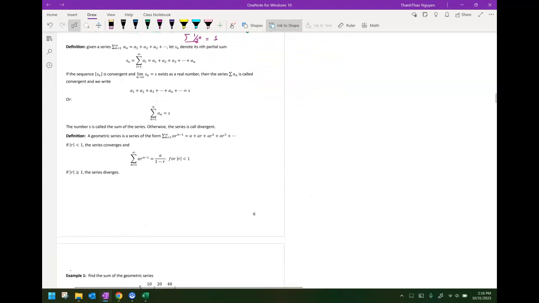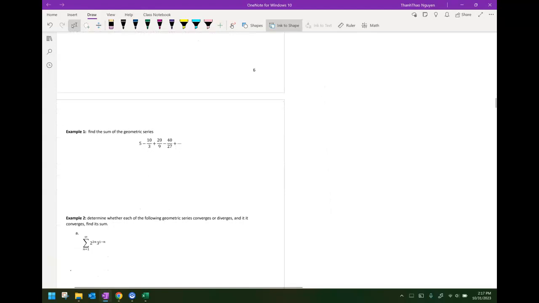Definition: a geometric series is a series of the form the sum n equal 1 to infinity of a times r to the n minus 1. Note that r is called the geometric ratio. If the absolute value of r is less than 1, the series is convergent. If the absolute value of r is greater than or equal to 1, then the series diverges.